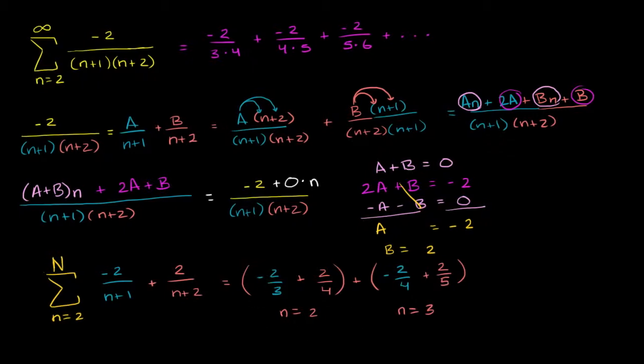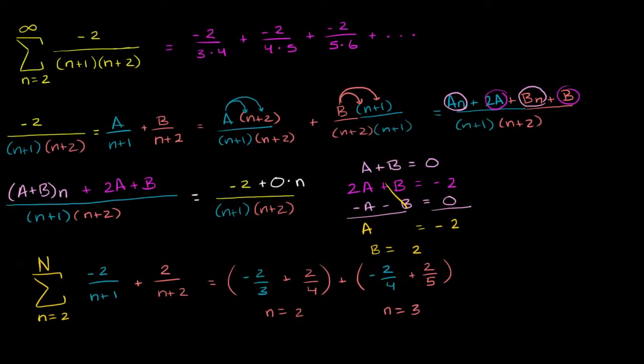I think you might see a pattern that's starting to form. Let's do one more. When n is equal to 4, well, then this is going to be negative 2 over 5. Negative 2, let me do that same blue color. Negative 2/5 plus 2/6. And we're just going to keep going.